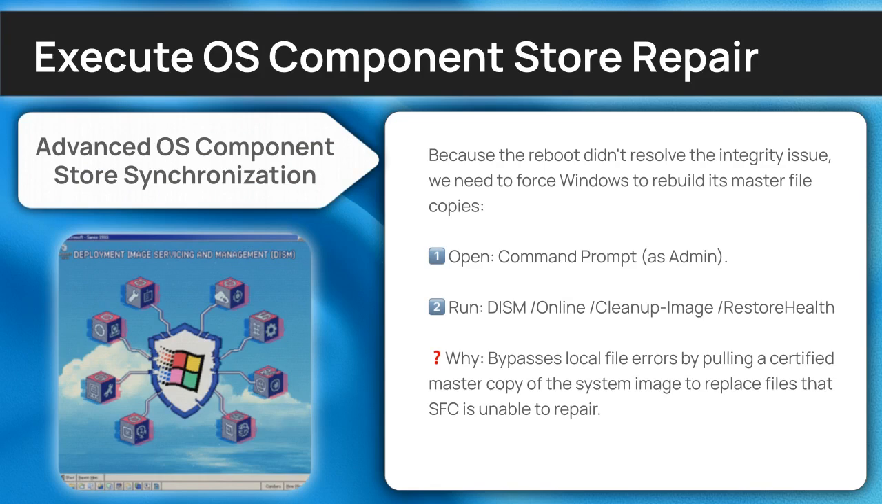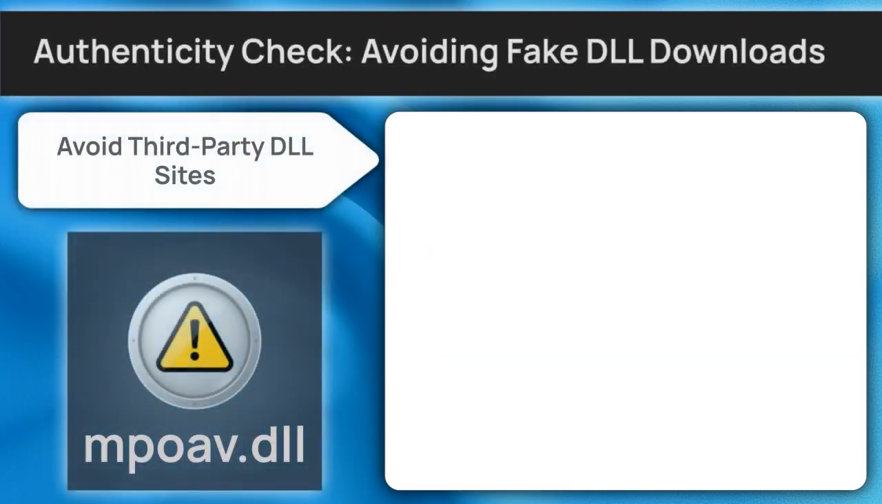First, open Command Prompt as admin. Second, you're going to type dism /online /cleanup-image /restorehealth, then hit enter. Why are we doing this? Well, it bypasses local file errors by pulling a certified master copy of the system image to replace files that SFC is unable to repair.